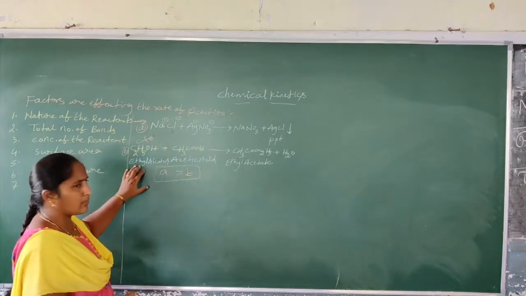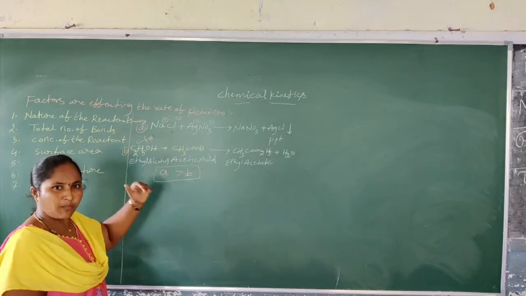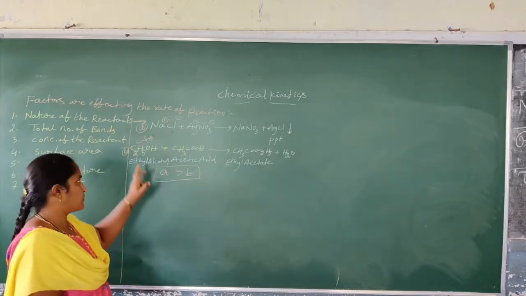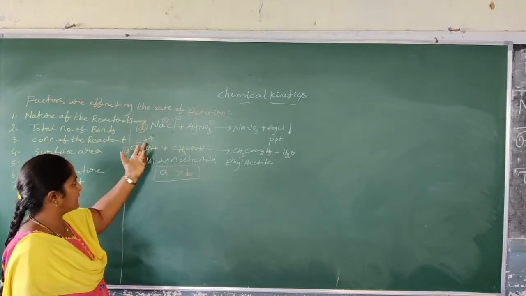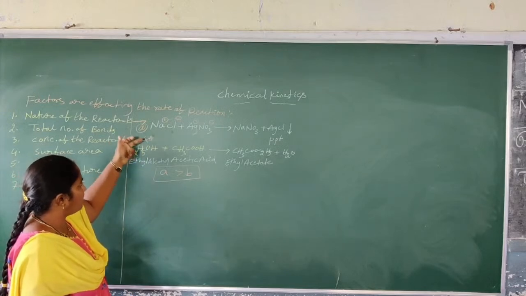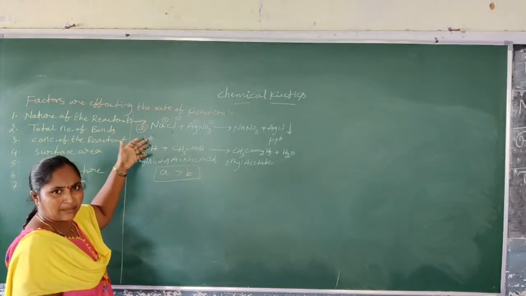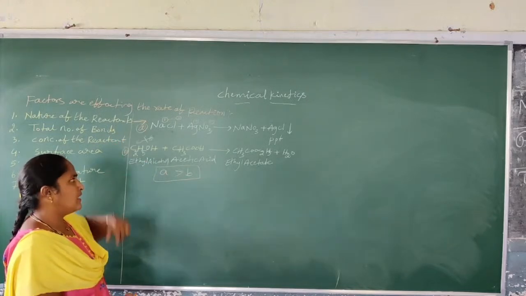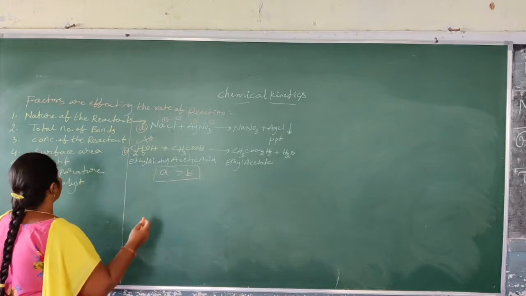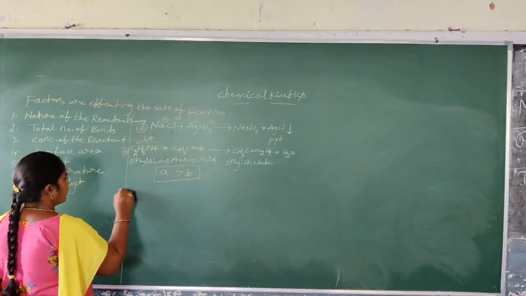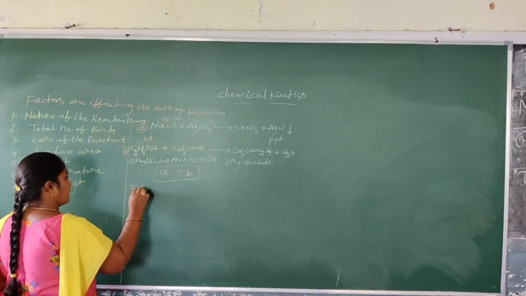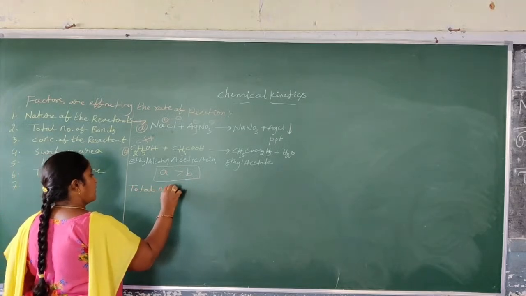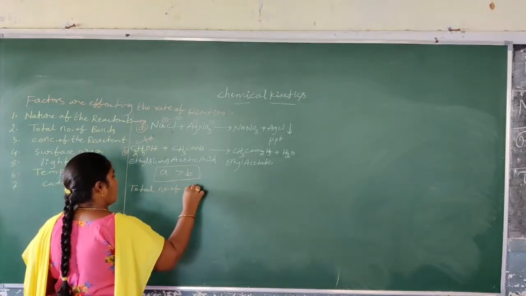But in covalent molecules, what happens? There is a bond existing between the two atoms, carbon and hydrogen. So that's why bond breaking will take place. Time is required, so the reaction is very slow compared with ionic substances. Then the second one is total number of bonds.